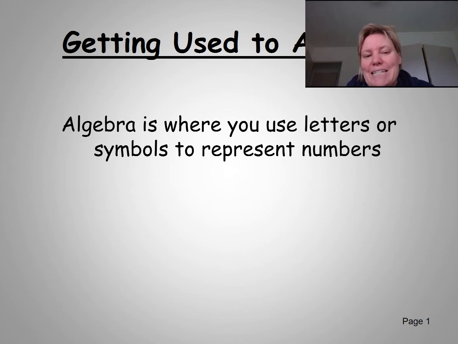The reason we use letters is because they're very easy to write, whereas you could actually do it all with smiley faces or elaborate little drawings, but that would make it very long to write, whereas just using simple letters makes it very, very quick.